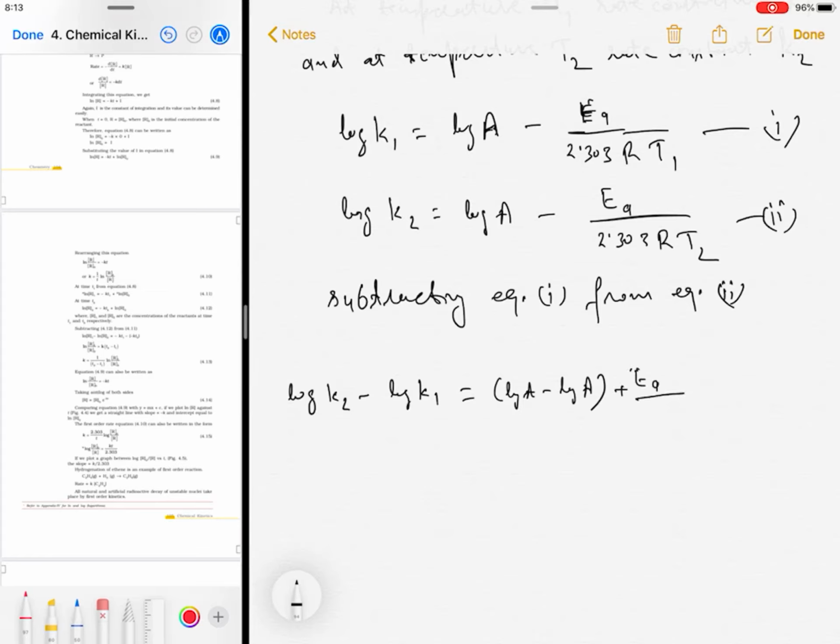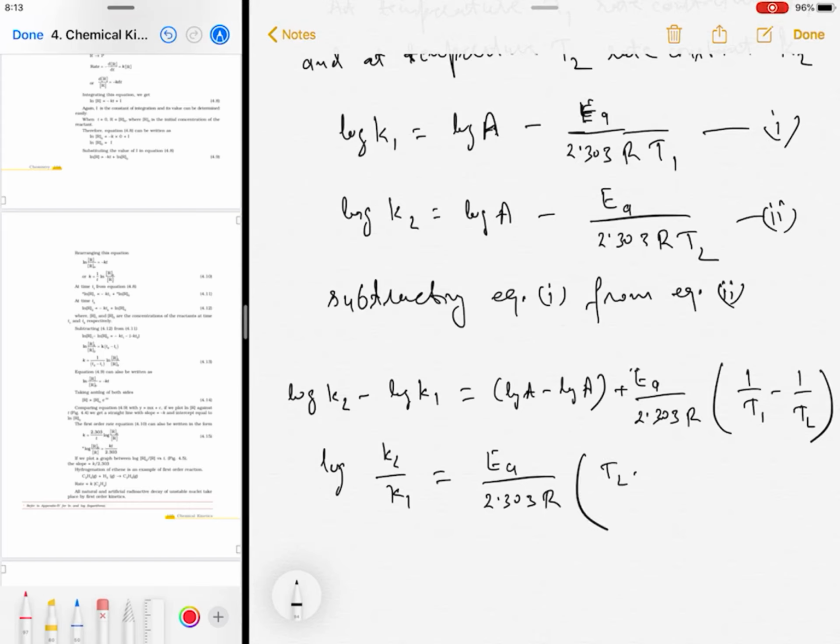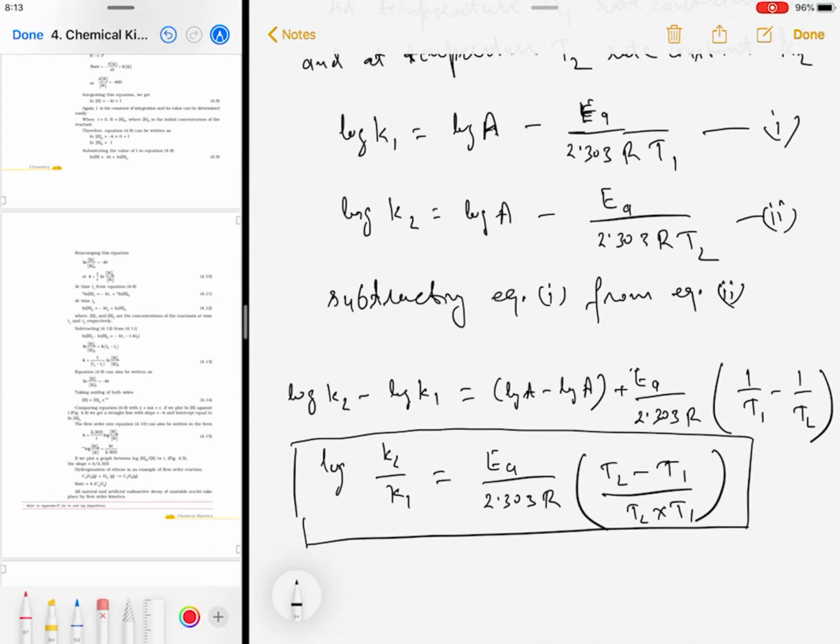plus Ea upon 2.303 R, and in the bracket we will get 1 upon T1 minus 1 upon T2, or it will be equal to log of K2 upon K1. This is 0, since log A minus log A is 0. Ea upon 2.303 R, and in this bracket we will get T2 minus T1 upon T2 into T1. So this is one another form of the Arrhenius equation.